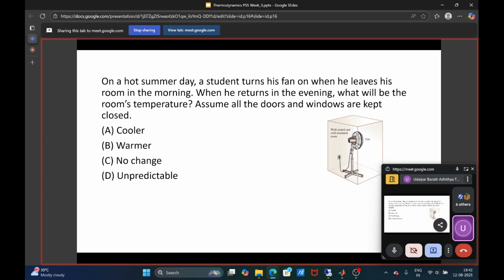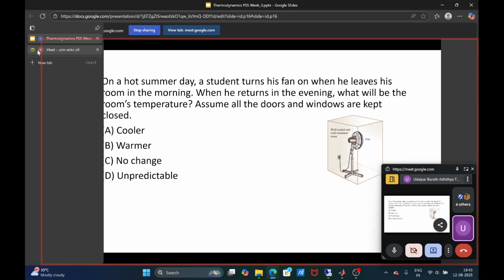It's a simple question, but it gives you a good understanding of the first law. How do you apply that? That's the hint.